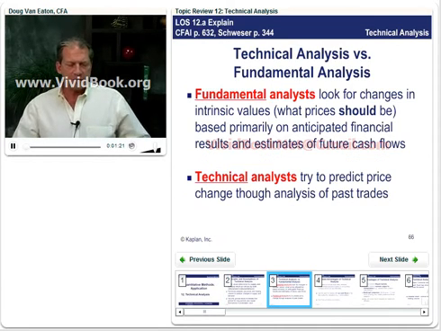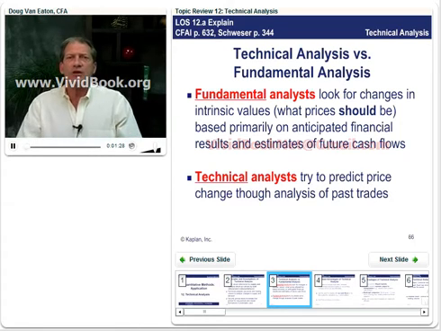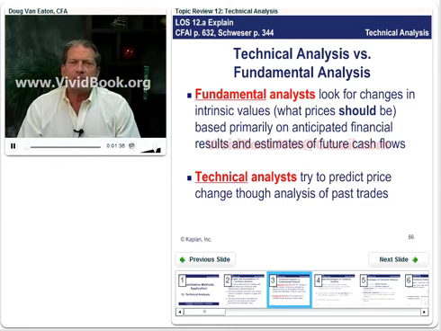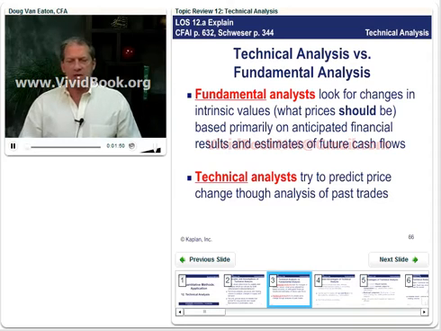Now, fundamental analysis, which we focus on mostly in the CFA material, looks for changes in intrinsic values. So we're trying to see what prices should be, trying to value stocks or other securities, find out where they are trading versus where we think the value is, and make trading decisions based on that. Now, with technical analysis, we try to predict price changes through the analysis of past trading behavior.